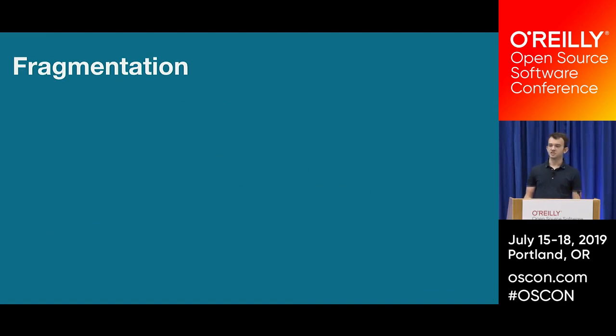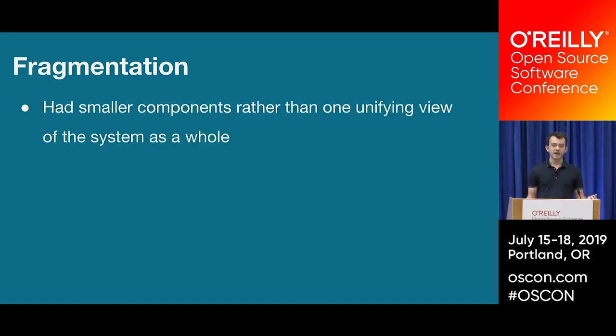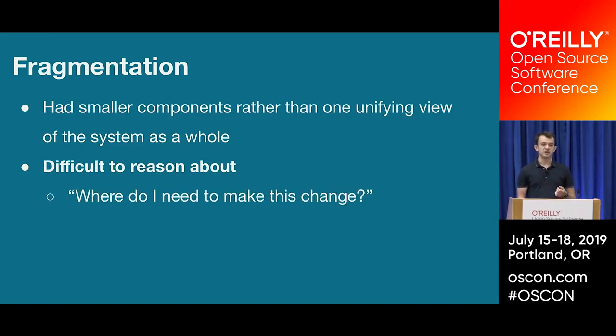And this fragmentation had a lot of really painful implications that we were feeling on a daily basis. For one, it felt like we had these smaller, unrelated components rather than having one way to think about the system as a whole. And this made it really difficult to reason about the entire stack. So replacing a single host might involve a code change and then a coordinated build and deploy of multiple services. So it wasn't totally clear what would be impacted by any single change.